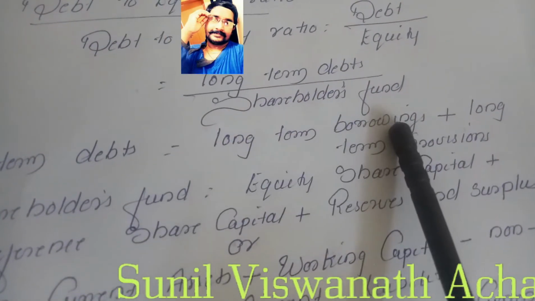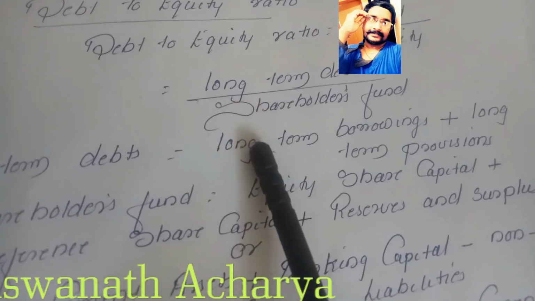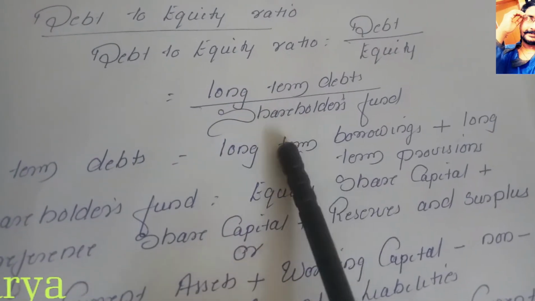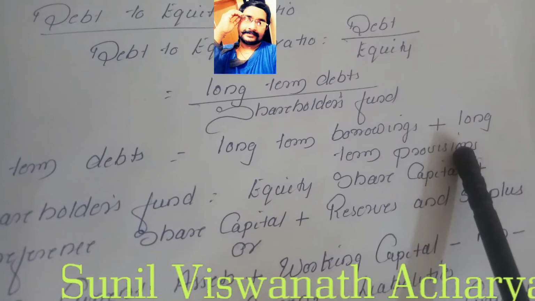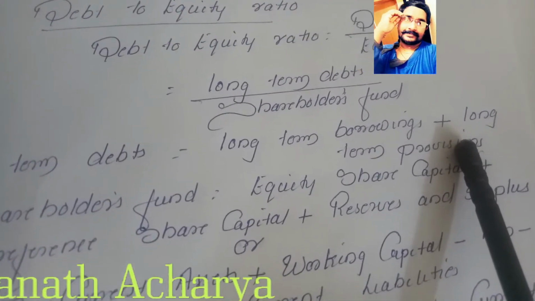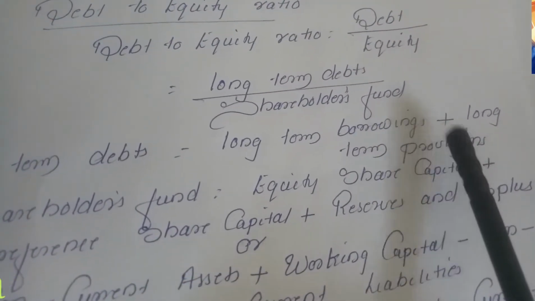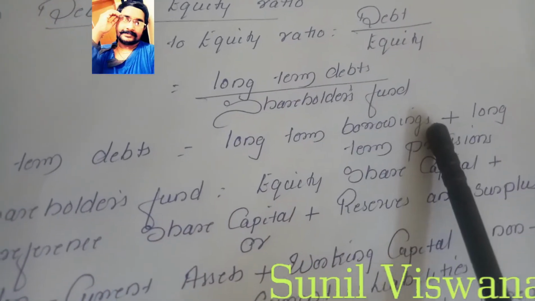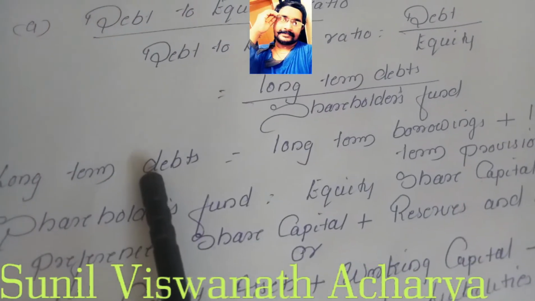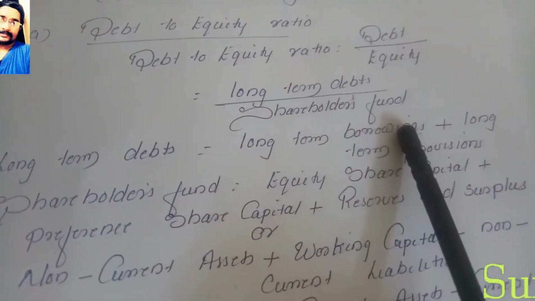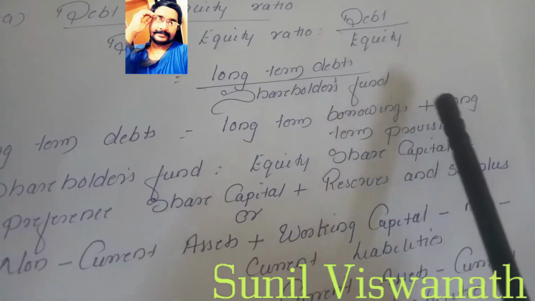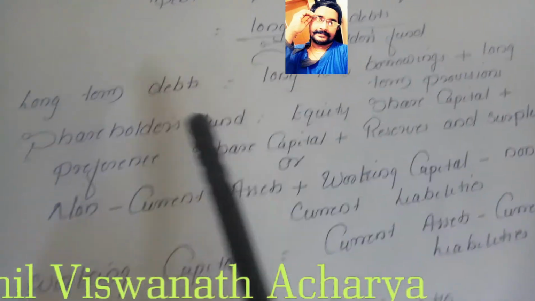In long-term borrowing we normally have debentures, bank loans, long-term bank loans. Long-term provisions are normally related to retirement benefits of the employees. All these kinds of items will come under long-term debts. So long-term debt means long-term borrowing, normally debenture and bank loan, plus long-term provisions.